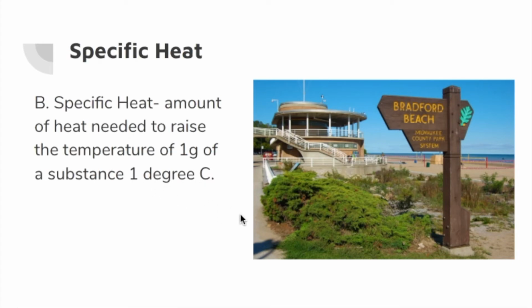Specific heat is the amount of heat needed to raise the temperature of 1 gram of a substance by 1 degree Celsius. I have here a picture of Bradford Beach, and maybe you have been down to Bradford Beach, right on Lake Michigan here in Milwaukee. The reason why I have this as an example is because maybe you've noticed that as you're at your house or in a different part of Milwaukee in the summertime, it's really, really hot. But as soon as you get down to the beach, it actually is quite a bit colder.